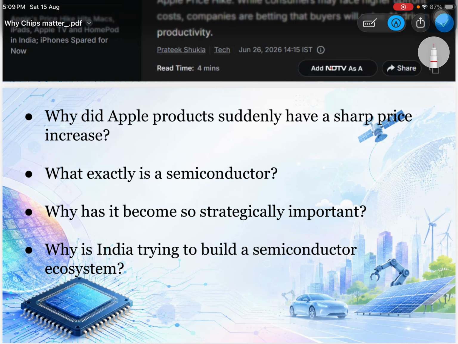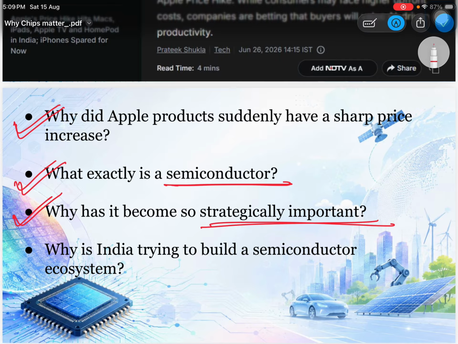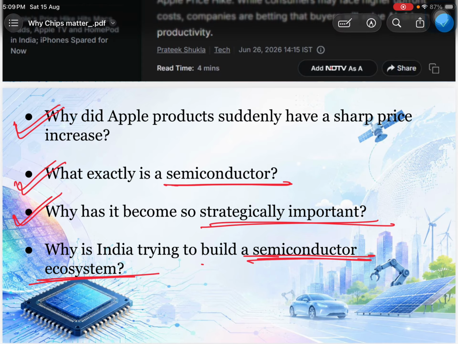These are the questions that we were discussing right from the beginning of the class. I think we have answered many of the questions here. What exactly is a semiconductor, we discussed this, and why has it become so strategically important, we just discussed this. Why is India trying to build a semiconductor ecosystem? This is a very big question that we need to deal with, and moving ahead we will be dealing with this same question.